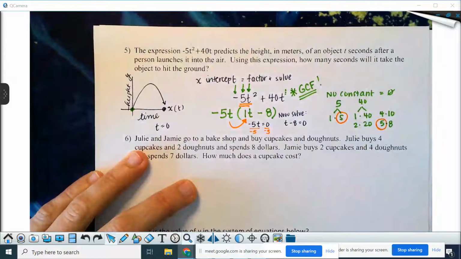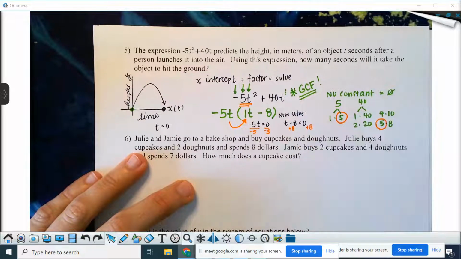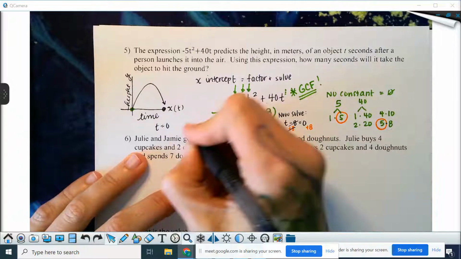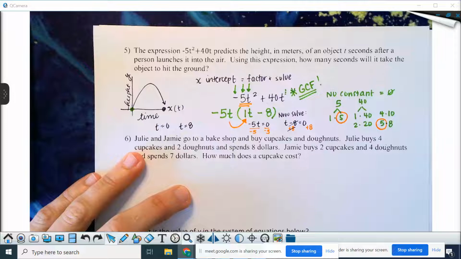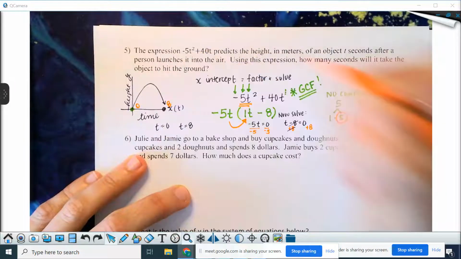Then because we're focused on that 8, we're going to add 8 to both sides because it was a negative 8. So our 8's go away. So t is going to equal a positive 8. So looking at our graph, we already knew our 0 right here. This guy's going to hit the ground at 8.